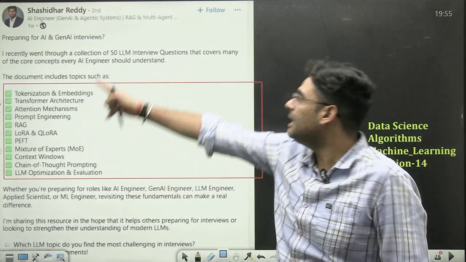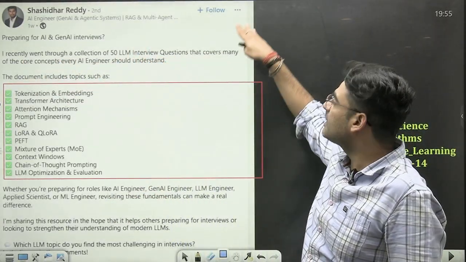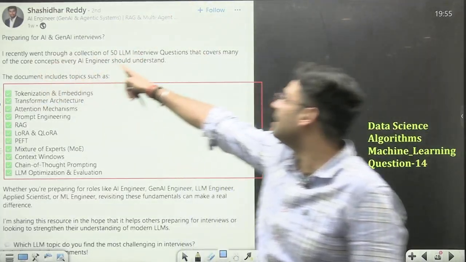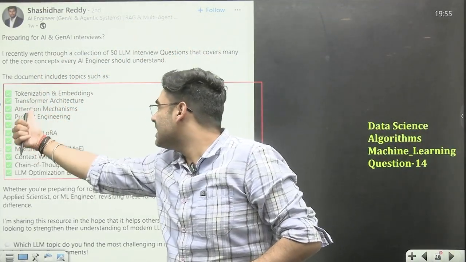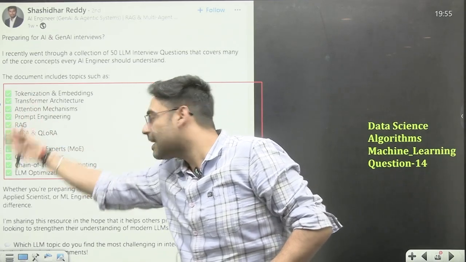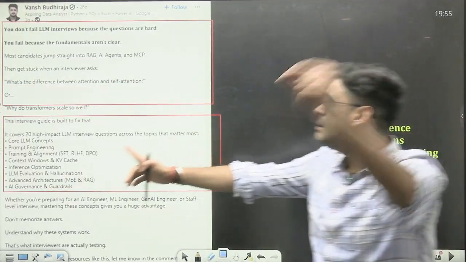Again, one of them is preparing for AI and Gen AI interviews. I recently went through a collection of 50 LLM interview questions that covers many of the core concepts every AI engineer must understand: tokenization, embeddings, transformer architecture, attention mechanism, prompt, RAG, and all these. So guys, I would like to share, yes, again, one more trusted source.